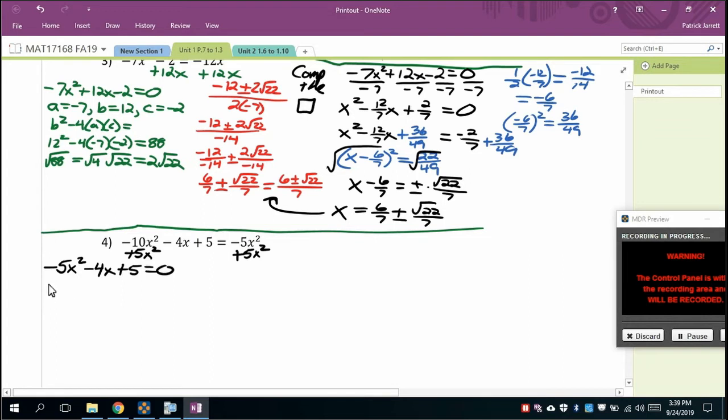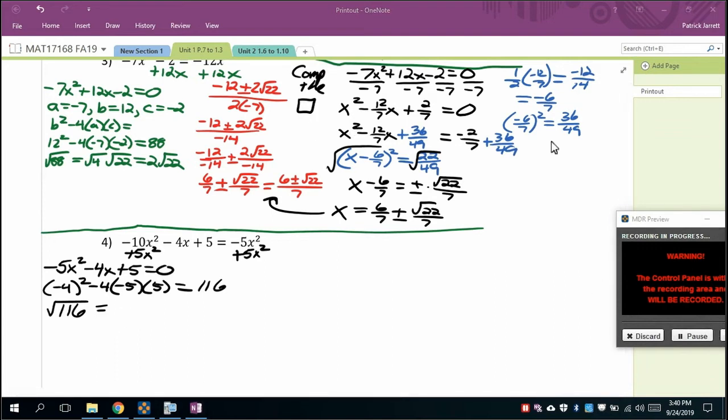So let's figure out the discriminant. Negative 4 squared minus 4 times negative 5 times positive 5, and that's going to be 116. And since that is not a perfect square, if you take the square root of 116, it's not a perfect square by any means, so it will not be factorable. The square root of 116 would simplify into 2 times the square root of 29.